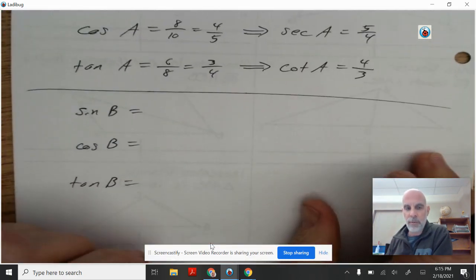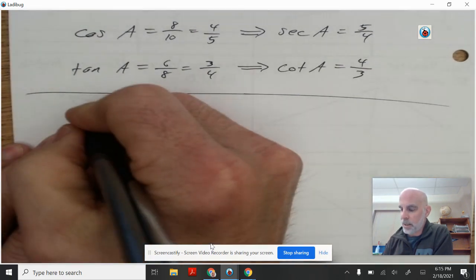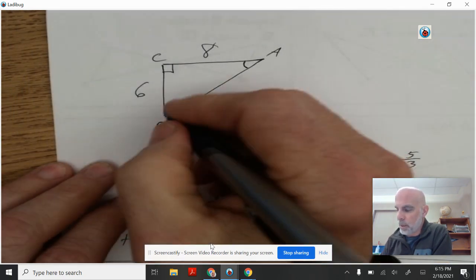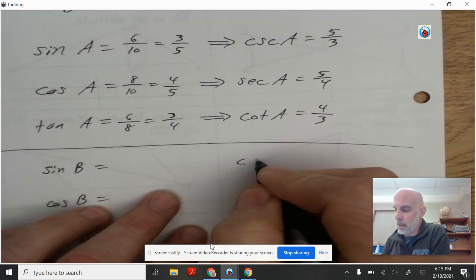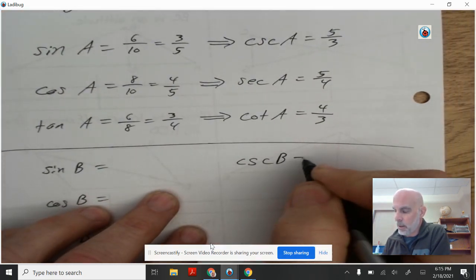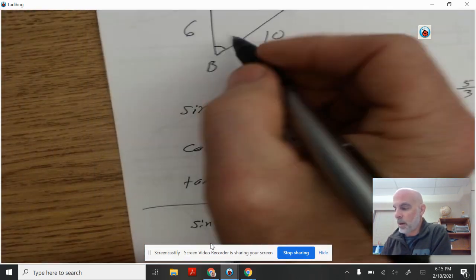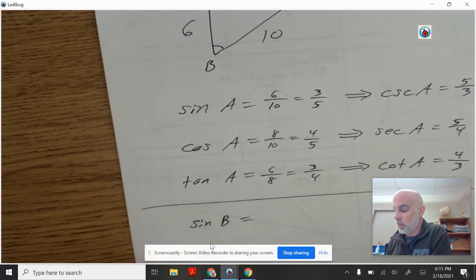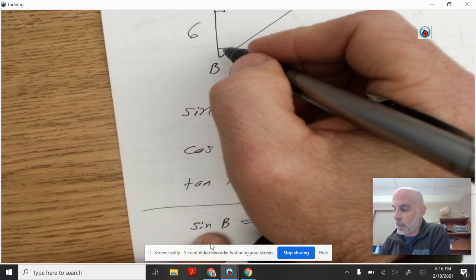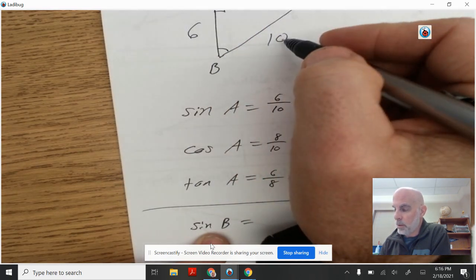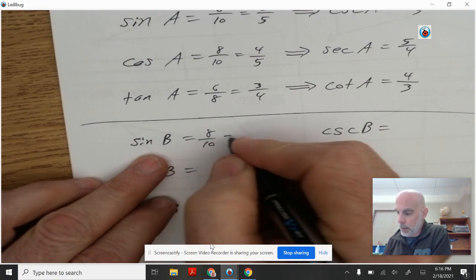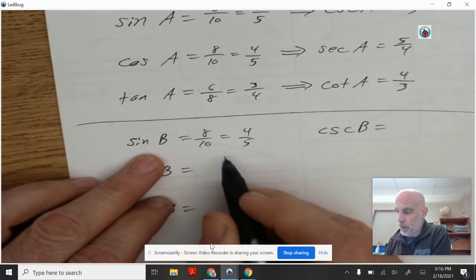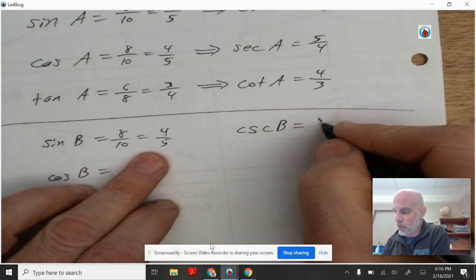Okay, let's do some more. What if we looked at the other angle's point of view? Sine of B. Or maybe the problem is find the cosecant of B. What I would do is start by finding the sine of B, because I know they're reciprocals of each other. The sine of B would be opposite over hypotenuse, 8 over 10, and that reduces to 4/5. So I know the answer to this one is going to be 5/4.